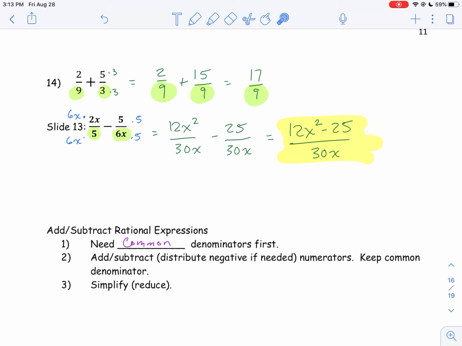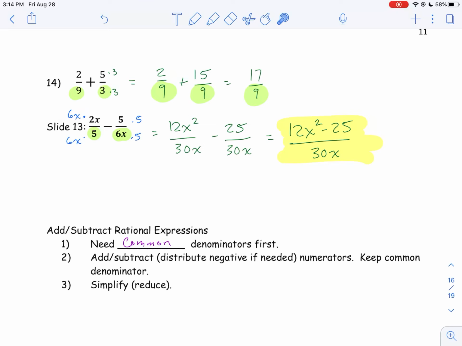Same idea here. I need to subtract. Addition, subtraction are the same. Common denominators. Well, 5 and 6 and x, they don't really go into each other. There's no common factors. So I just have to multiply this by 6x and 6x, and this by 5 and 5 to get the same number in the denominator. This case gives me 30x in the denominators. This would be 12x squared minus 25. That gives me this expression.